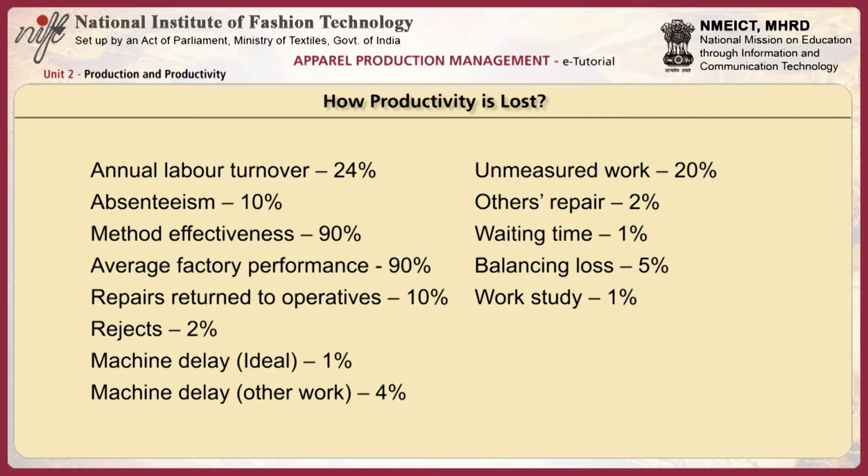Machine delay, that is idle machine, is at 1%. Machine delay due to other problems is at 4%. Unmeasured work is at 20%. Other repair time work is at 2%. Waiting time for pieces or for feeding is at 1%. Balancing loss is at 5%. Work study is at 1%.